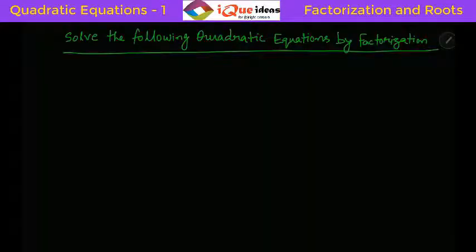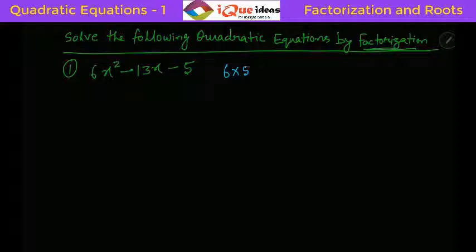Now that we have done a good amount of theory, let's take up some questions for practice. The first set of questions is based on solving quadratic equations by factorization. Alright, let's take up the first question. The first question is 6x squared minus 13x minus 5. Now let's solve this. Here the coefficient of x squared is 6 and the constant term is 5.